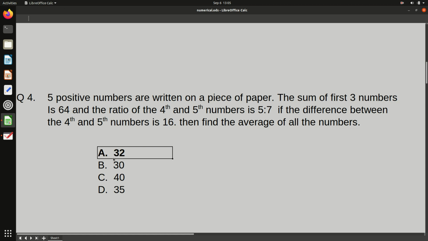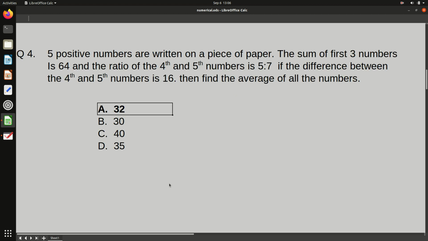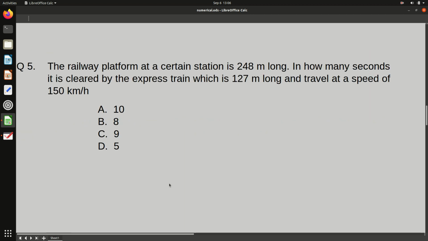So I hope it is clear. So see, I'm discussing all the questions and try to solve each and every question, because in examination you will get similar question only with slight variation. So now move to the next question. Pause the video and try it yourself.